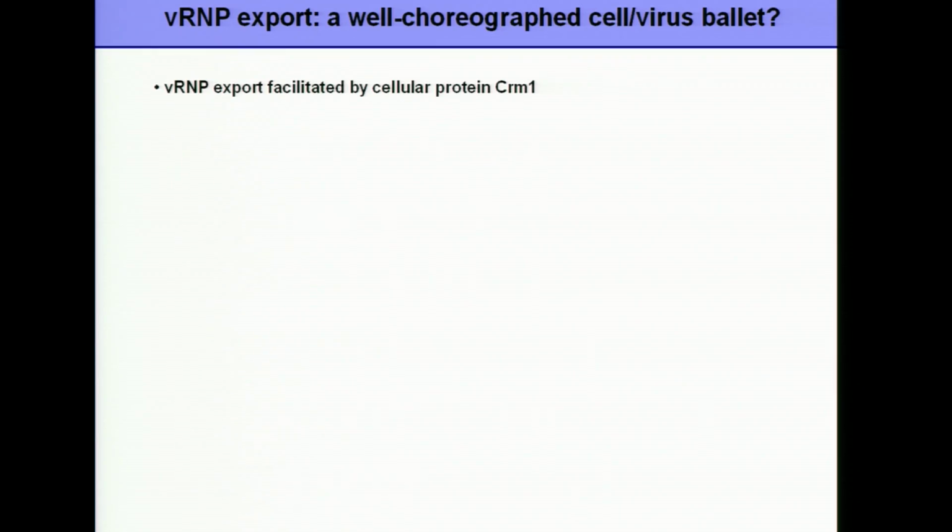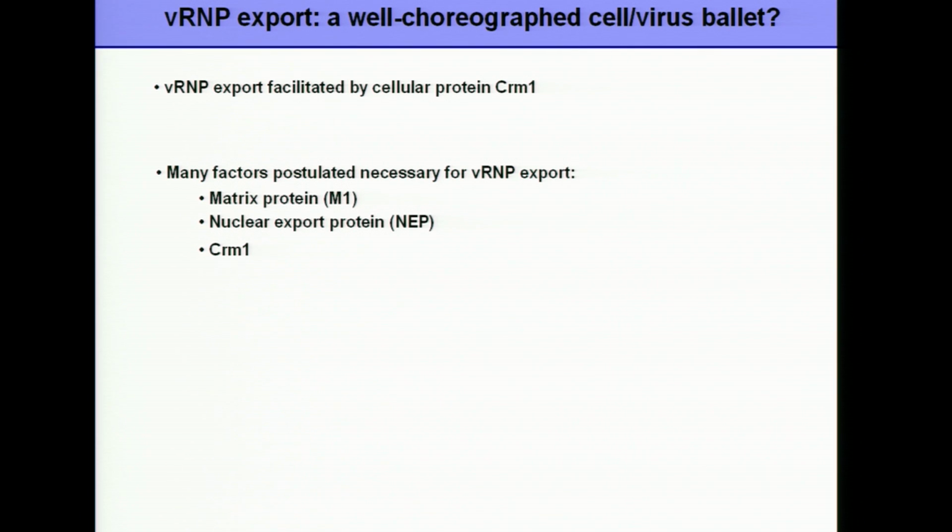So what was known about the export of influenza vRNPs when we started was that it is dependent on the cellular protein Crm1, which I'm sure many of you are familiar with. And it was also postulated to be dependent on several viral factors. These include the viral matrix protein, which is called M1, and also the viral nuclear export protein, hence its name, which is also known as NEP.